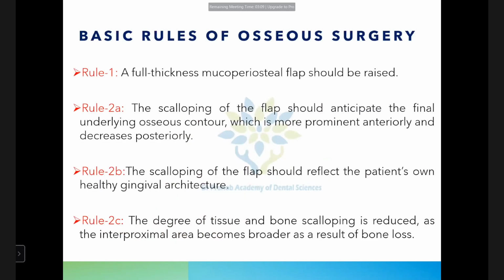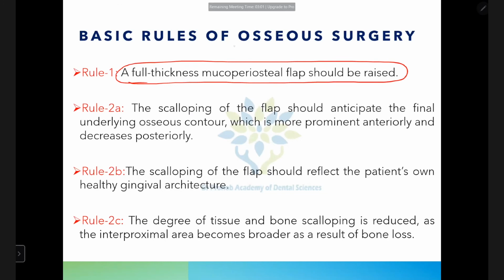Okay, so now let's study the basic rules of osseous surgery. Rule 1: a full thickness mucoperiosteal flap should be raised. We are performing osseous surgery, we are working on the bone, so in order to work on the bone, I need to see the bone, right? So a full thickness flap has to be raised.